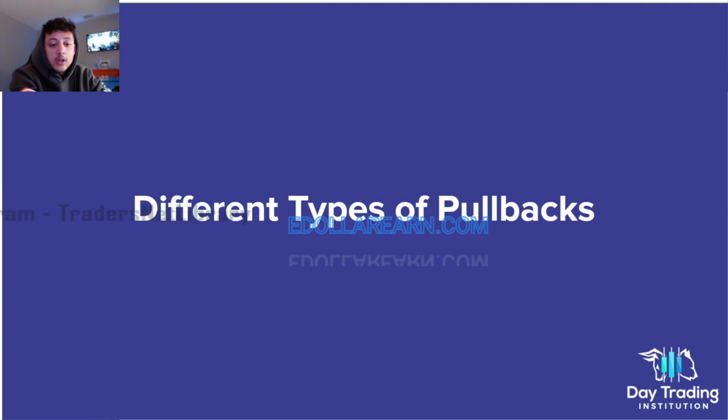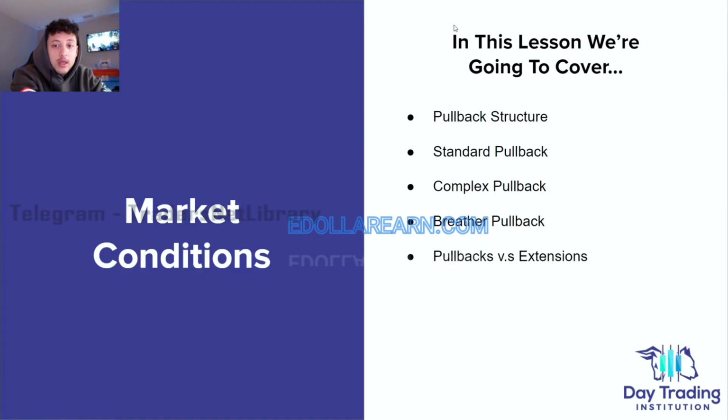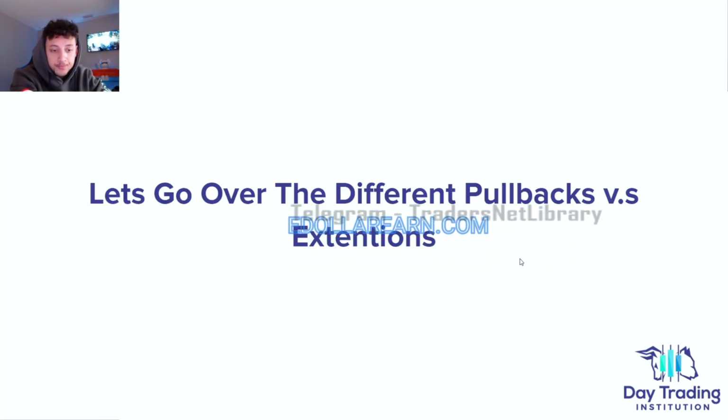And then in the next video, what we're going to be doing is going into the actual chart and going a little bit deeper into pullbacks. Now, in this lesson, what we're going to cover is pullback structure, what a standard pullback is, a complex pullback, and what I like to call a breather pullback. And then we're also going to go over pullbacks versus extensions and what the difference between both of them is.